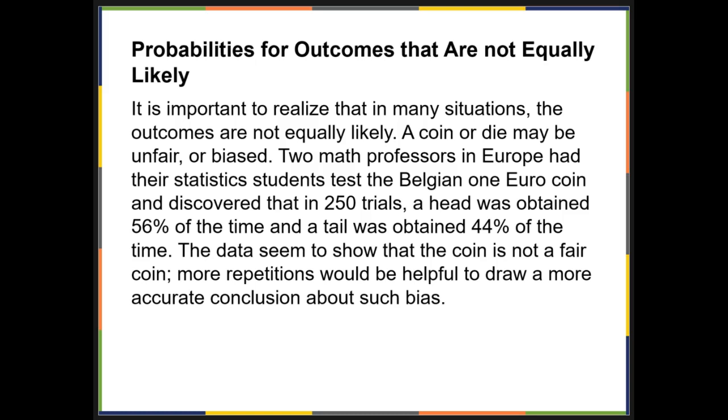It's important to understand that in many situations, the outcomes are not equally likely. So a coin or a die may be unfair or biased. Two math professors in Europe had their statistics students test the Belgian €1 coin and discovered that in 250 trials, a head was obtained 56% of the time and a tail was 44% of the time. So it seemed to show that this coin is not a fair coin. However, it would be more helpful to do more repetitions to get a more accurate conclusion.